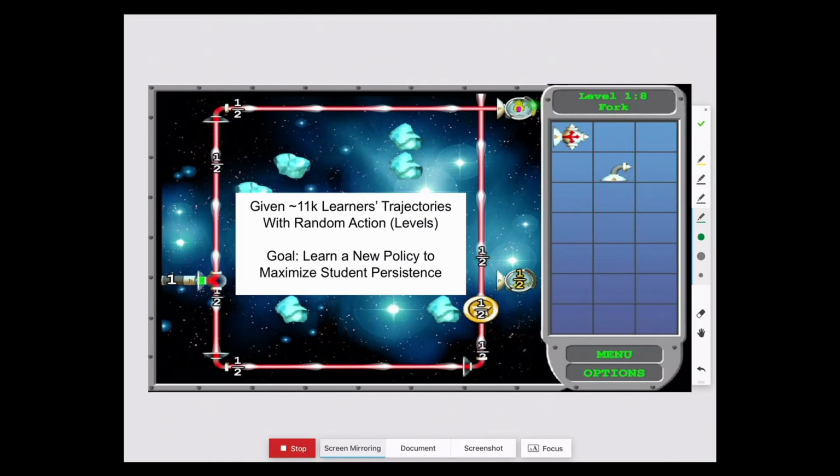to maximize student persistence? So this is a batch or offline learning problem because we're not going to allow our algorithm to actually collect new data online. It just is reliant on those previous state, action, reward, next state tuples. And we want to use that to figure out how to act in the future in a way that we think is good.